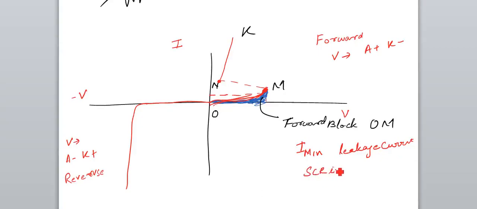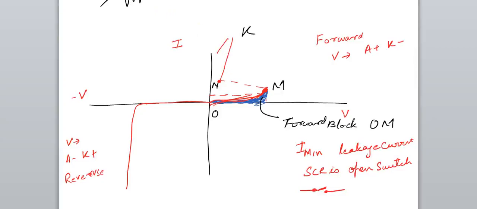SCR is an open switch. Open switch means it is not conducting most of the current, it is just conducting a leakage current there. That's why we are saying it is the blocking state.